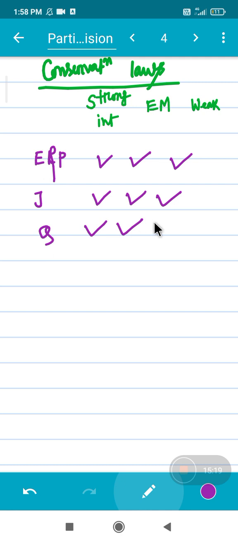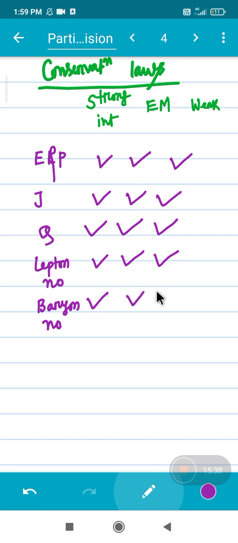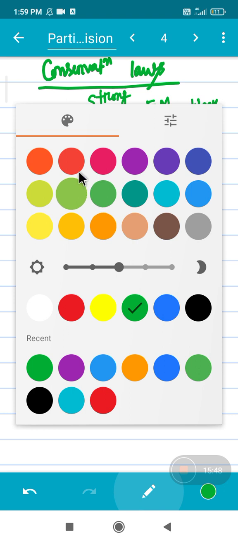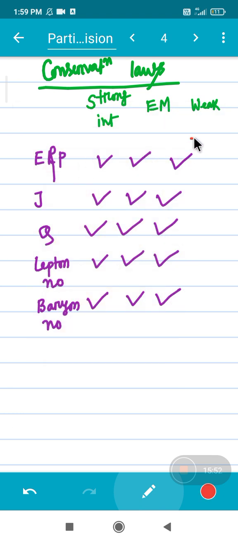Charge, lepton number, baryon number. If any of these get violated in a given reaction, then the reaction is not allowed.